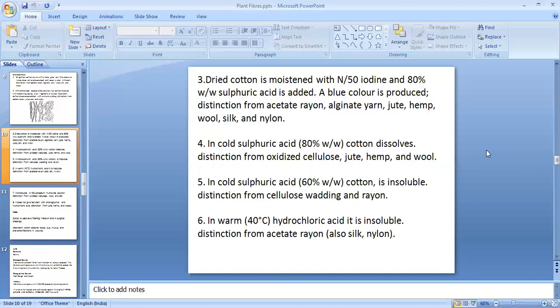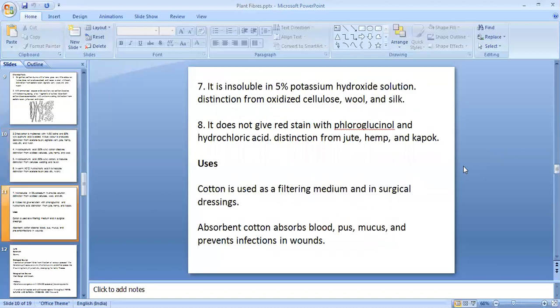In 60% sulfuric acid, cotton is insoluble. It is a distinction from cellulose, wadding, and rayon. And in hydrochloric acid at 40 degrees centigrade, it is insoluble. It is a distinction from acetate rayon and also from silk and nylon. And next, it is insoluble in 5% potassium hydroxide solution, which is a distinction from oxidized cellulose, wool, and silk.